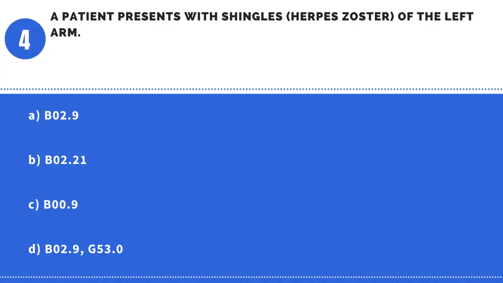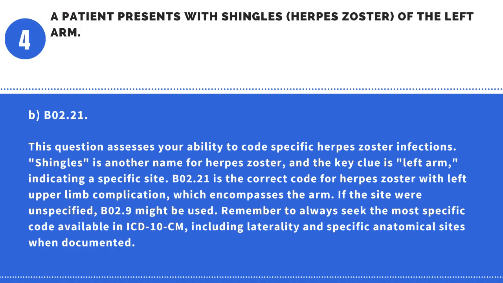Question 4. A patient presents with shingles, herpes zoster, of the left arm. A. B02.9. B. B02.21. C. B00.9. D. G53.0. Answer B.